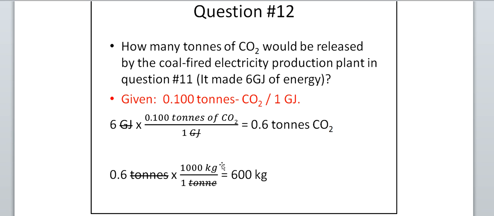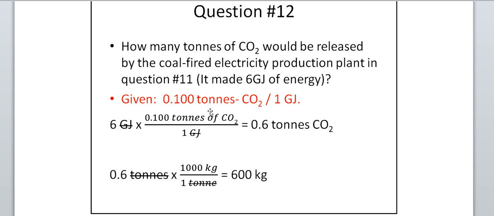And the last one, number 12, how many tons of CO2 would be released by the coal-fired electricity production plant in question number 11? We had it consuming or producing 6 gigajoules of energy. This is the conversion factor that they're given. This is the given information. With 6 gigajoules of energy being produced, they want to know how many tons of CO2.